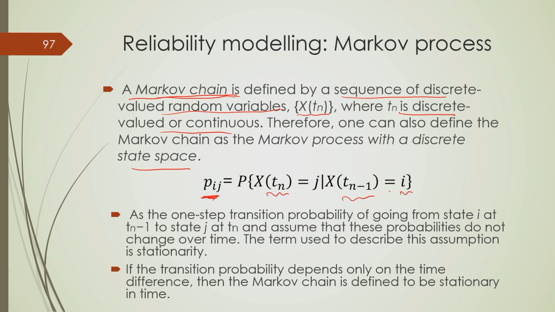Okay. So, the one step transition probability of going from state i at time t minus 1 to state j at time t, and we assume that these probabilities do not change over time. Okay. So, these probabilities are constant over time, and that is why it is also called the stationarity property.